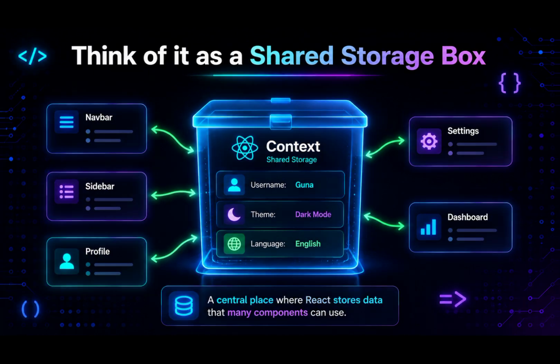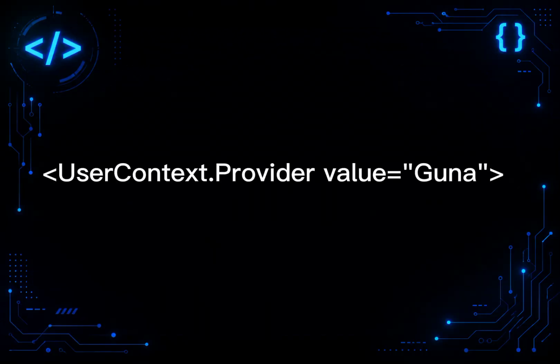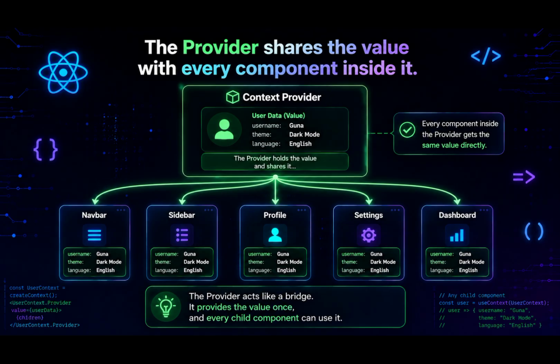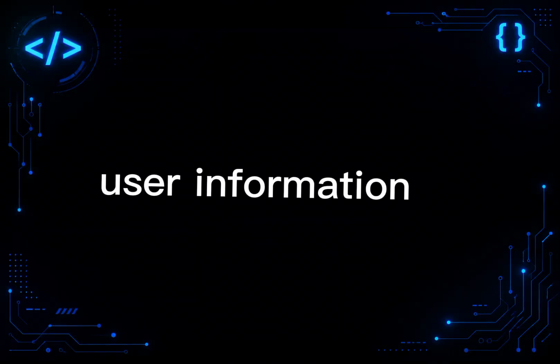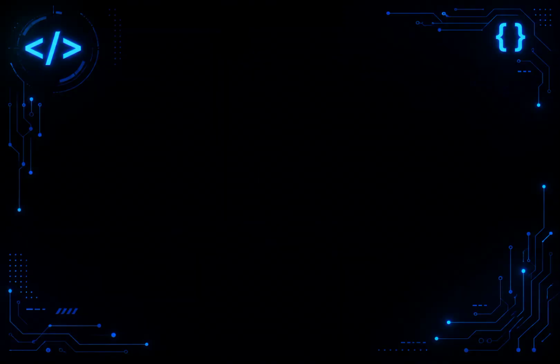Now we need to put data inside that storage box. That's why we use a provider. The provider shares the value with every component inside it. In this example, the shared value is Guna. You can also share user information, theme, language, authentication status, or any shared data.